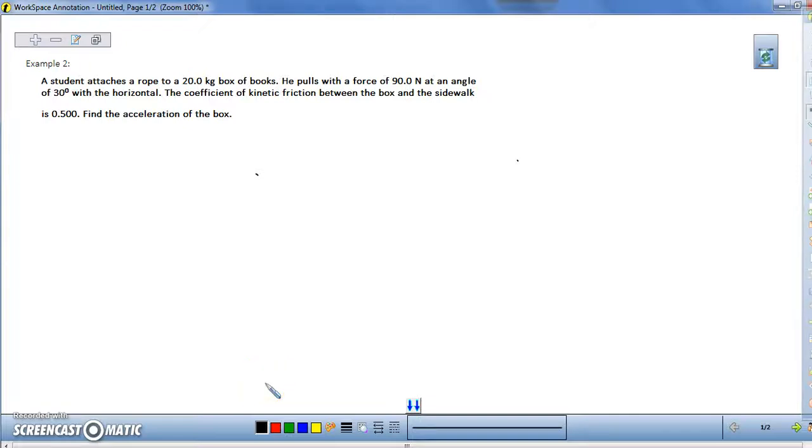Alright, welcome. This is Newton's Laws application. So what I'm going to solve right now is a type of problem where you have a rope attached to a box of books. They pull with a certain force at a certain angle. They give you a coefficient of friction, so find the acceleration.